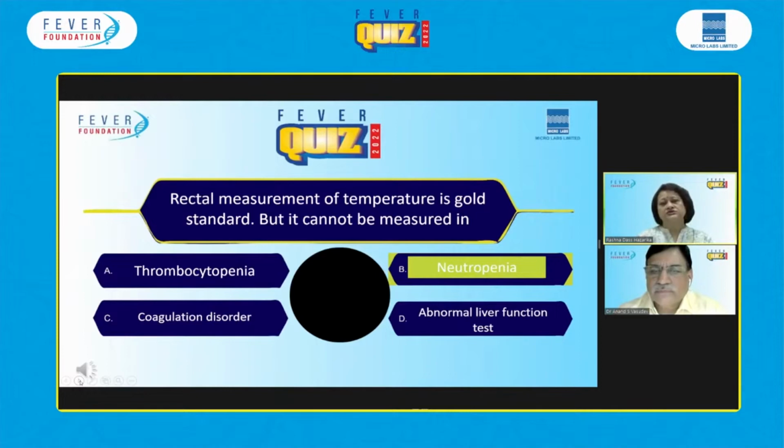This is taken as a standard for comparison of data. And one has to remember that the rectal temperature is 0.4 degrees more than the axillary temperature. So that has to be kept in mind. Yeah, we use rectal temperature, especially in nurseries and in NICU, where the newborns are there, and it's very difficult to take the axillary temperature. So rectal temperature is comparatively easier to take.